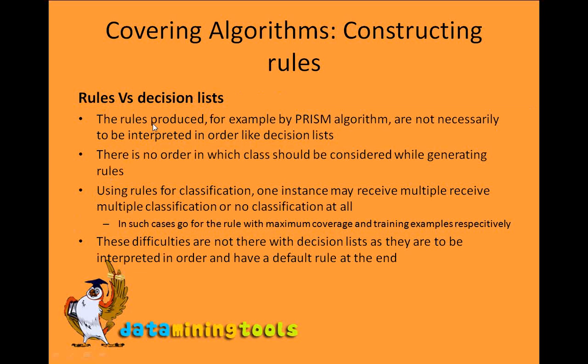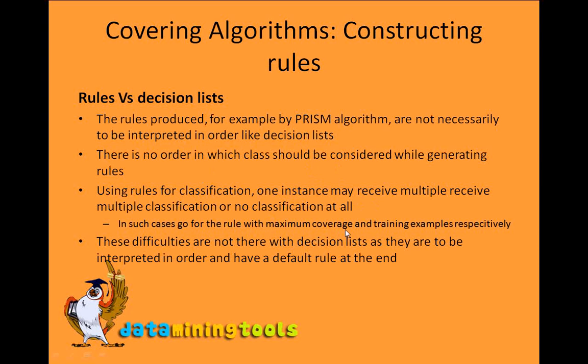Now we compare rules versus decision list. The rules produced, for example, by the Prism algorithm, which we just studied, are not necessarily to be interpreted in order. So basically, they don't follow a particular order like a decision list. There is no order in which class should be considered while generating rules. Using rules for classification, one instance may receive multiple classifications or no classification at all. In such cases, go for the rule with maximum coverage.